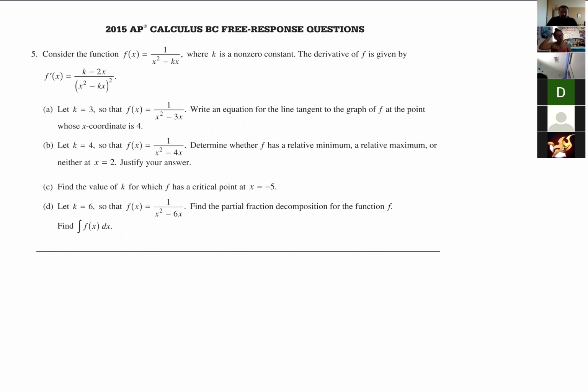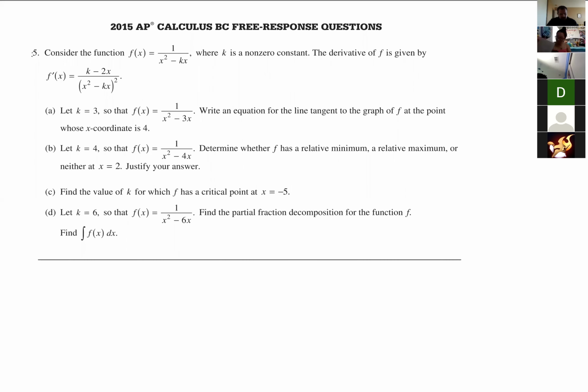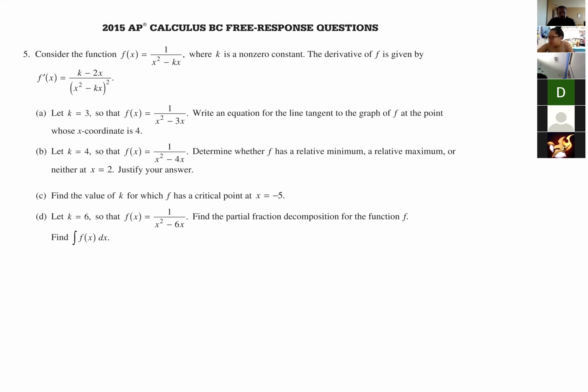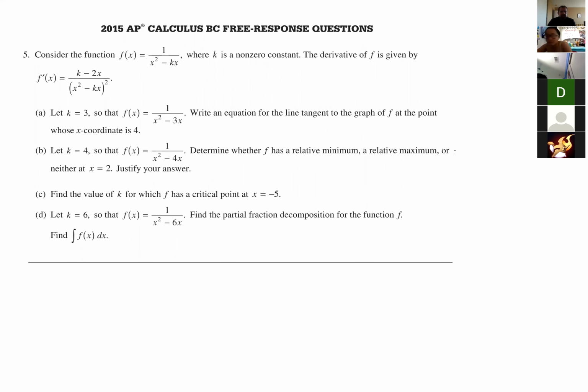Can you do 5C? 5C, yep. So let's see at 5C. Find the value of K for which F has a critical point. So you see critical point, you have to think, what is a critical point? So that's an X, or that's a point on your graph where the derivative is either 0 or undefined.